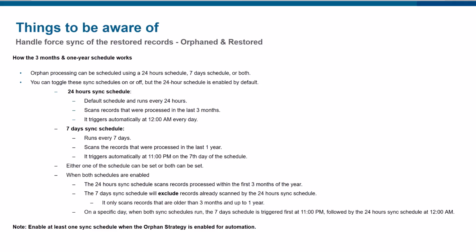And the 7 day schedule also runs every 7 days, which can process the last 1 year, and typically it runs at 11 p.m. on the seventh day. A user can go ahead and just select one of the schedules, or they can select both the schedules. If you select both the schedules, the 24-hour will be processing the recent data, and the 7 day schedule will exclude this 3 months data, just because we don't want it to scan the same data again. So if both the schedules are set, we'll exclude the 3 months data, and it will only schedule the rest of the 1 year data. So this is how the schedule works today.